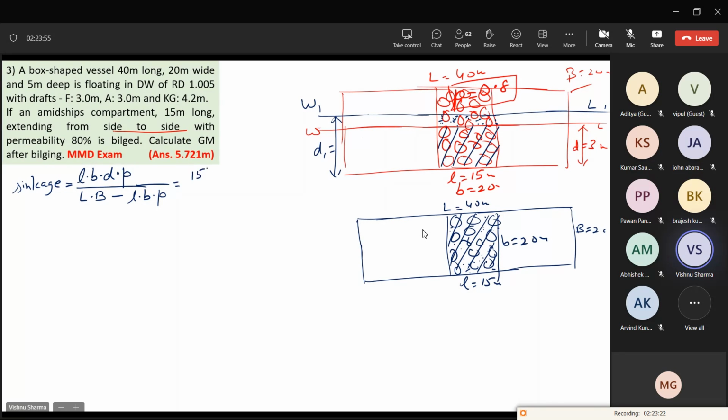Small l is 15, b is 20, d was 3, permeability is 0.8, divided by, sorry, I'm taking the old vessel: length is 40 into 20 minus small l is 15 into 20 into permeability 0.8. How much is the sinkage that we are getting, guys? And please review more than calculations, review the steps. If you have any doubts, let me know.